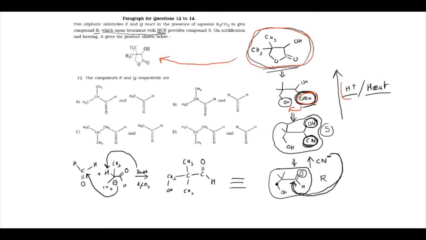Now let us solve the three problems. So the first problem is: the compounds P and Q respectively are. So we know what P and Q are. P and Q are these two compounds, this aldehyde and this aldehyde. So let us check which of the options matches our predicted product. If we check the options, you can see that option A, no, not option A, sorry, option B is matching with our predicted product. So option B must be the correct one.